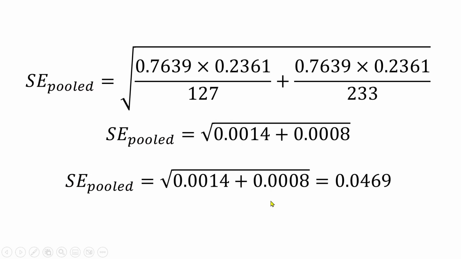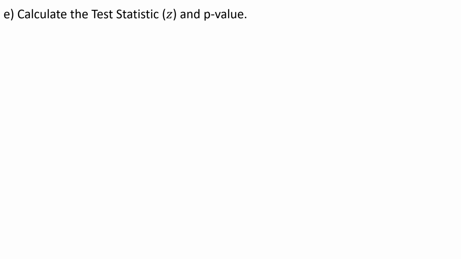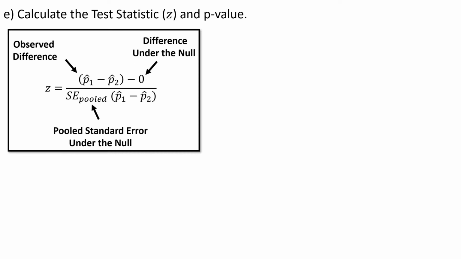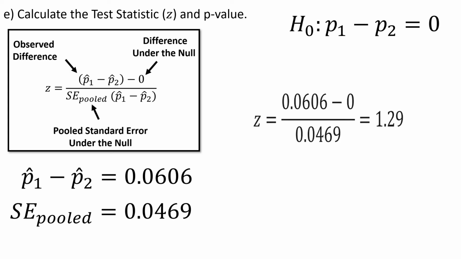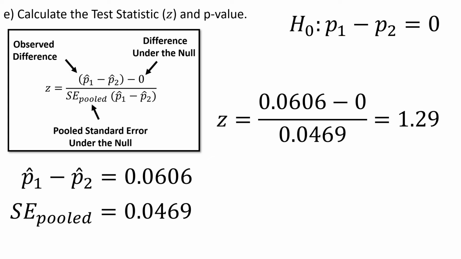So in any case, doing the calculation in the end, you get a pooled standard error of 0.0469. And so next we're going to calculate our test statistic and then a p-value. So again, the test statistic in the case of a comparison between two sample proportions, we have an observed difference minus the difference under the null, which for our purposes is always going to be 0, and then divide by our measure of uncertainty, the pooled standard error. And so we have the point estimate, and we have our pooled standard error, so now we can go ahead and do that calculation, and we get a test statistic, or in other words, a z-score of 1.29.